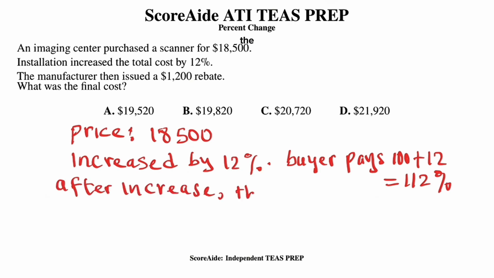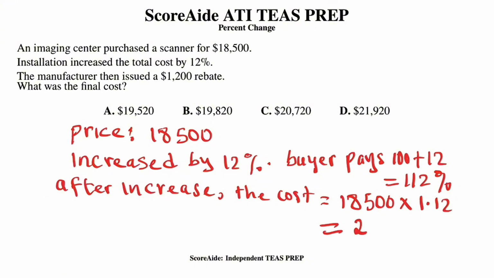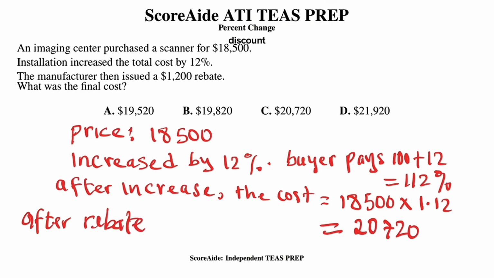After the increase, the cost is equal to 18,500 times 112%, which is going to give us 1.12, right? Which is 112 divided by 100, which is 1.12. So if we do this multiplication, 1.12 times 18,500, we will have 20,720. So after the rebate, remember a rebate is a discount.